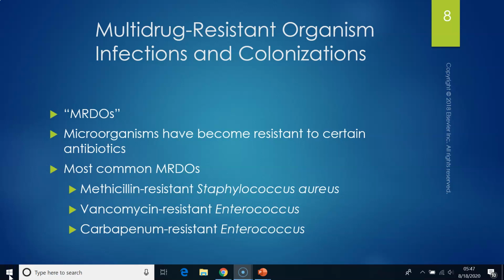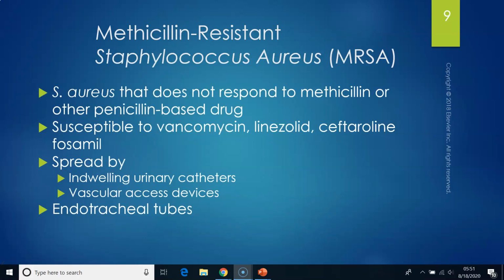Multi-drug resistant organisms, infections, and colonizations. MDROs are microorganisms that have become resistant to certain antibiotics. Some of the most common are MRSA, VRE, and CRE. So let's talk about those.